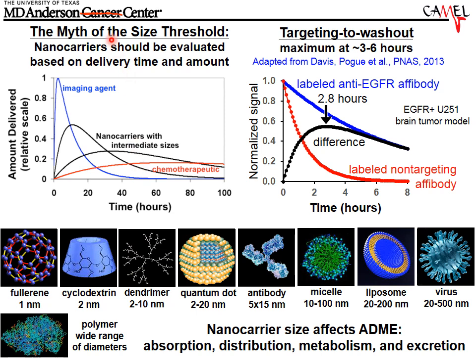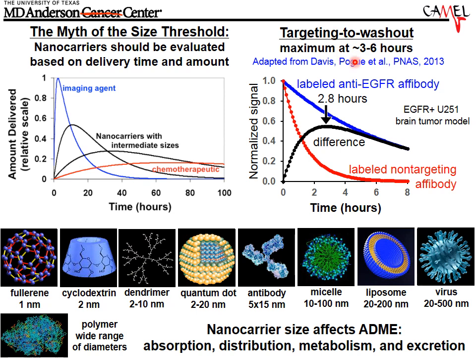But I really think you have to consider the delivery time and the amount. We want a large amount of MRI contrast agent in a very short time, and that's very different than a chemotherapeutic, where we want a relatively small amount to be delivered, but over a much longer time. And so you have to consider the whole pharmacokinetics of the system.